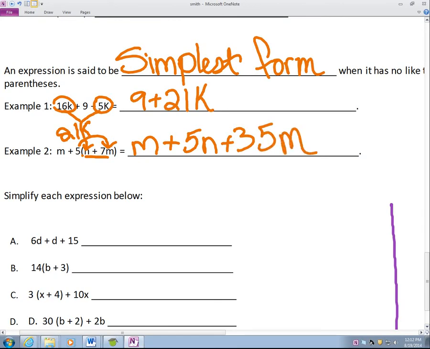Do we have any like terms here? We got rid of the parentheses. Now we have like terms. Nick? Good. M and 35m. So we're going to do 36m plus 5n. Got it?